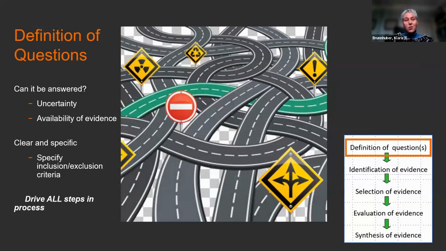And of course, how do you define your question? Again, not an easy task. You need to be sure that it can be answered. So it should be a question for which a scientific answer can be found. There should be a probability that there is evidence out there, and where the uncertainty is not too large. The question needs to be clear and specific in order to then lead to what we call the very specific inclusion and exclusion criteria of the studies.